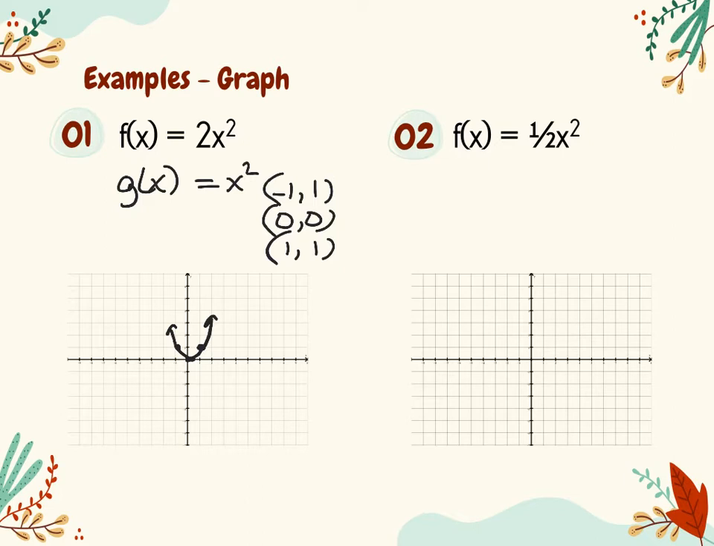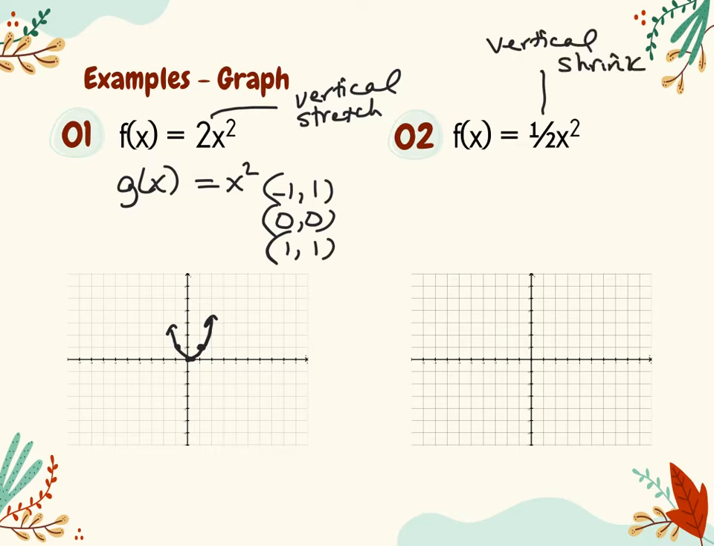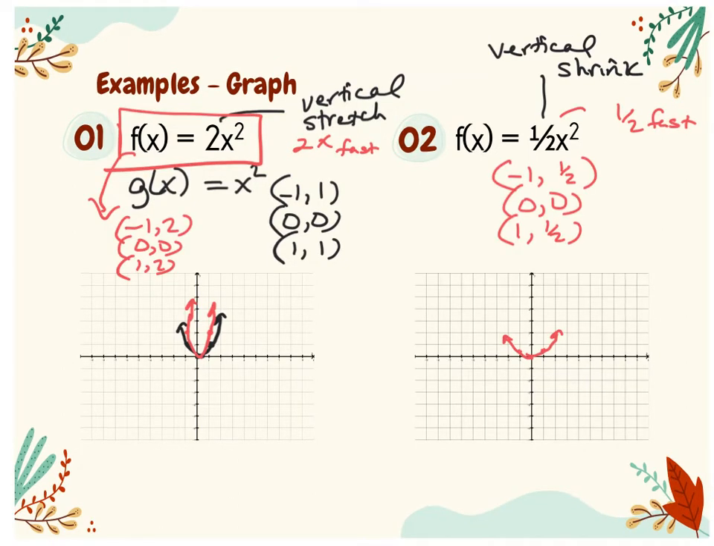And if you just relate it to the stretches, the 2 in front of the x squared indicated a vertical stretch because it was greater than 1. On this equation, this is going to be a vertical shrink. So if I wanted to graph this one, remember the 2 means that it goes up 2 times as fast.